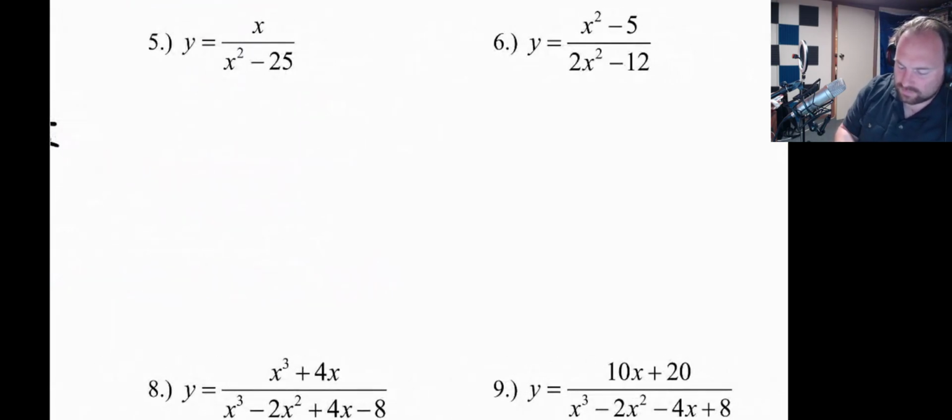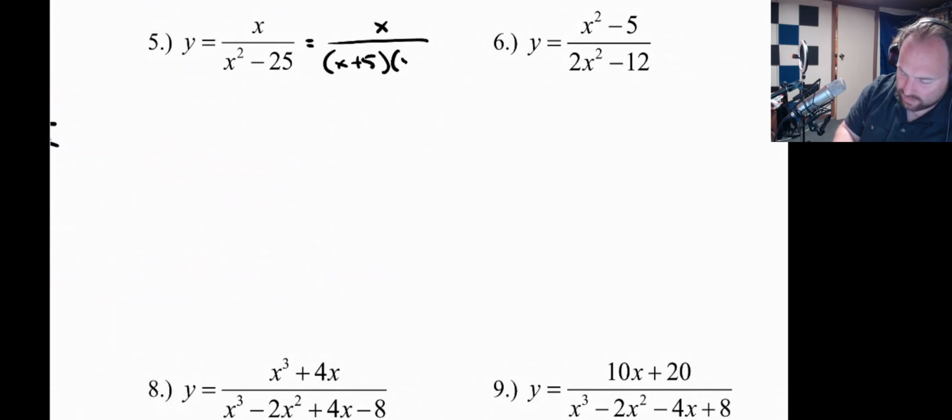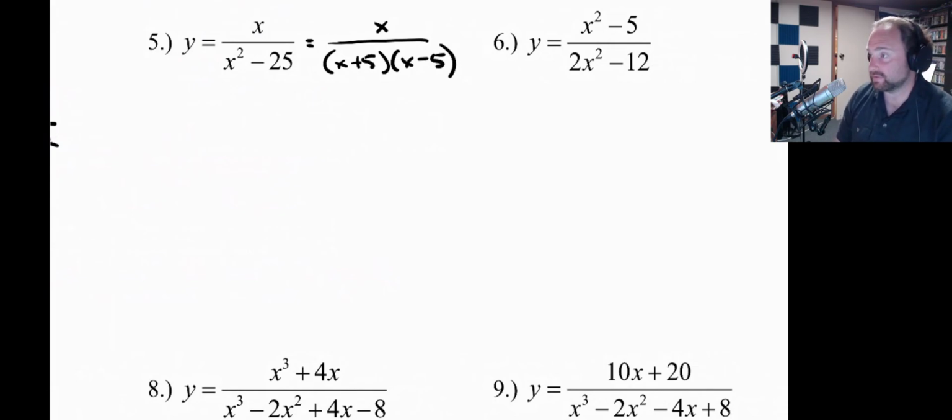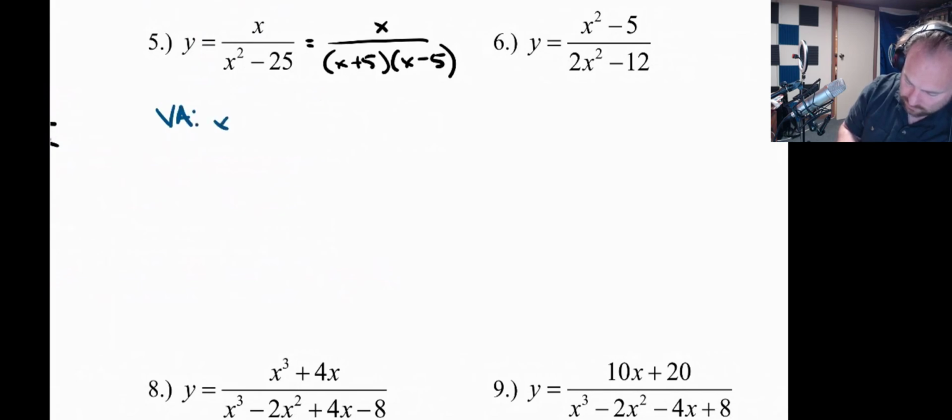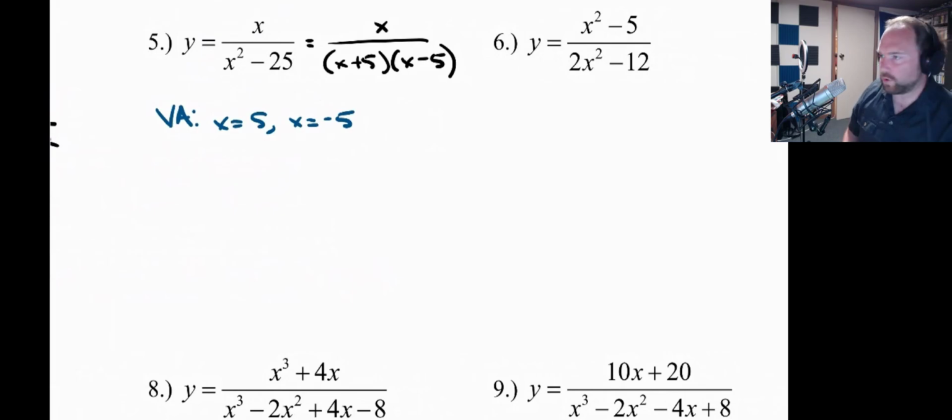Number 5. Again, you might recognize this factoring scheme on the bottom as x plus 5 times x minus 5. That is a difference of squares. We saw that in the last video. I think this exact same problem, actually. No, it was 36. Doesn't matter. So we're going to have 2 vertical asymptotes in this one: x equals 5 and x equals -5. There are no holes because that 0 is not repeated on top and bottom.